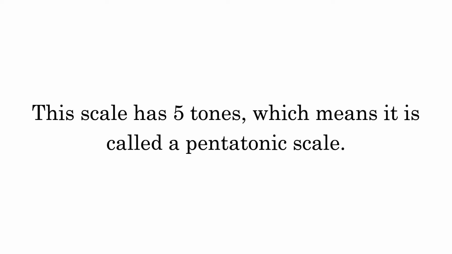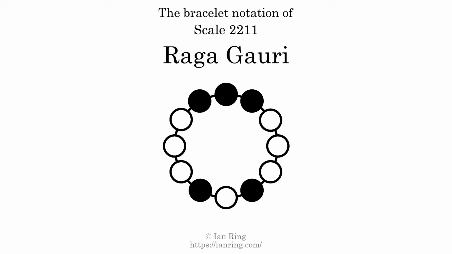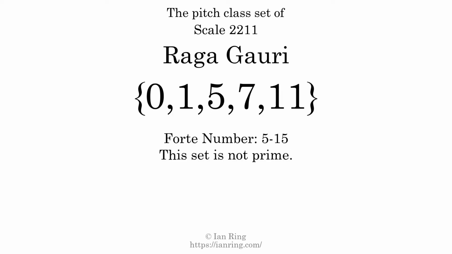This scale has 5 tones, which means it is called a pentatonic scale. This is a bracelet notation diagram of scale 2211. The shaded circles represent tones that appear in the scale, and they are read clockwise, starting at the top. The pitch class set for this scale is 0, 1, 5, 7, 11.